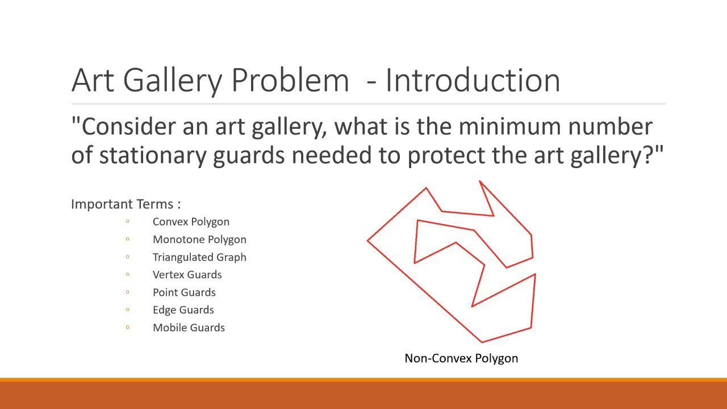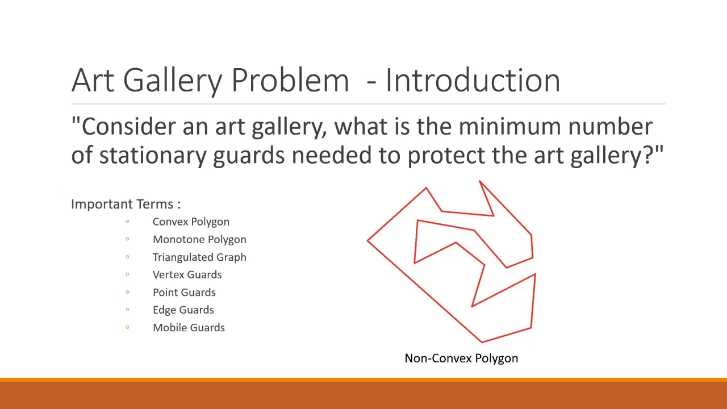Then we move towards the triangulated graph. A planar graph G is said to be triangulated if the addition of any edge of G results in a non-planar graph. So basically, converting a polygon into small triangles is nothing but a triangulated graph. Then we move towards the vertex guard. So the position of the guards is restricted to the vertices of the polygon.